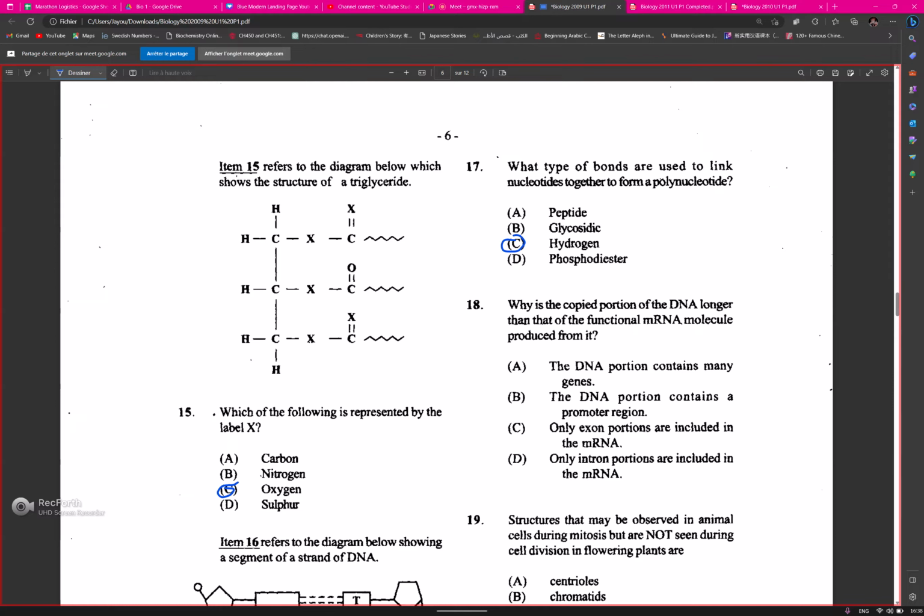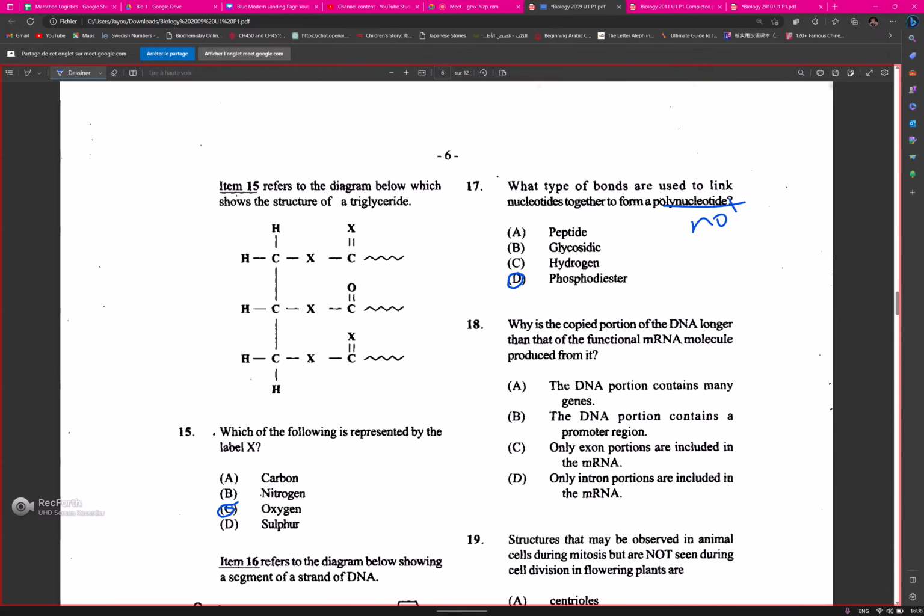Oh, wait, hold on. Phosphodiester linkages, yeah. The nucleotide is not bases. Sorry, I just saw that. Thank you so much.